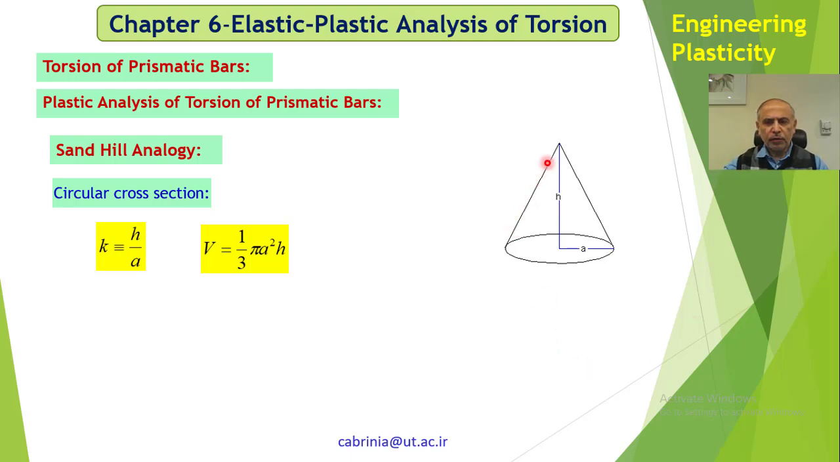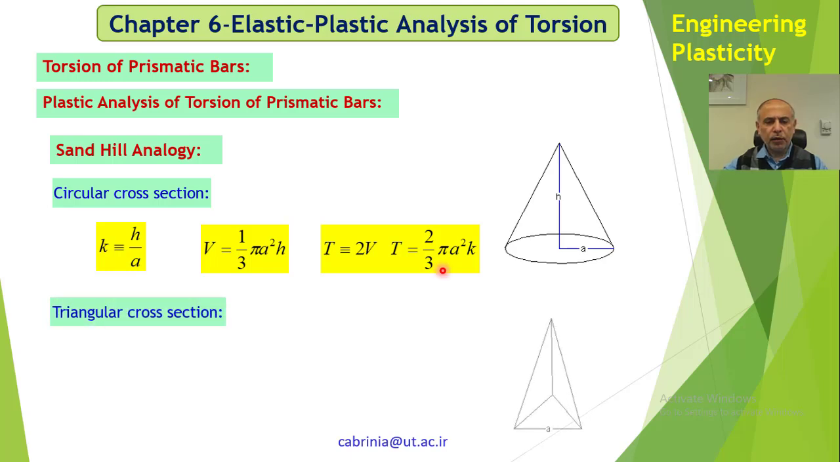Also, the volume of this pile up of this cone is a third of pi a squared h, which is the volume of a cone. And we said before that T is equivalent to 2V in the membrane analogy, and therefore instead of H over A we put K, and we get T is equal to this.